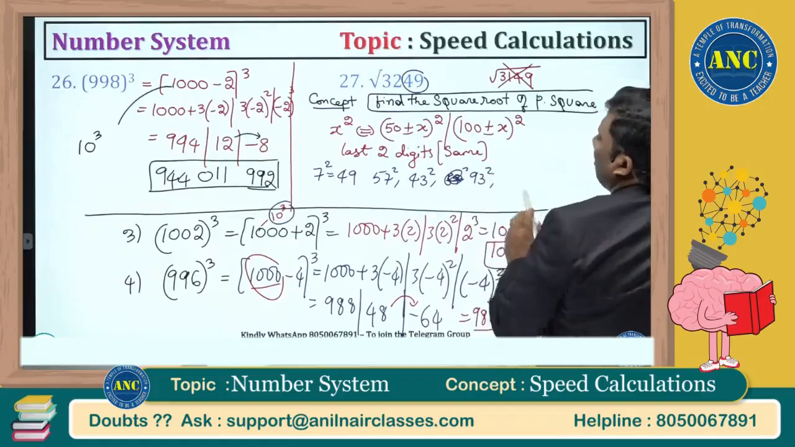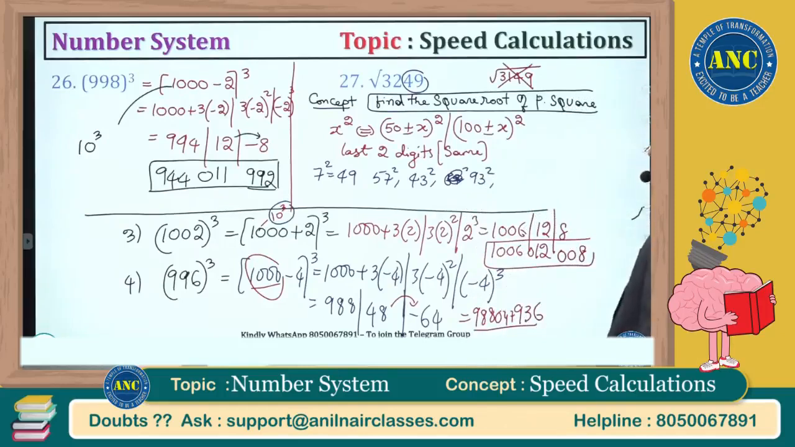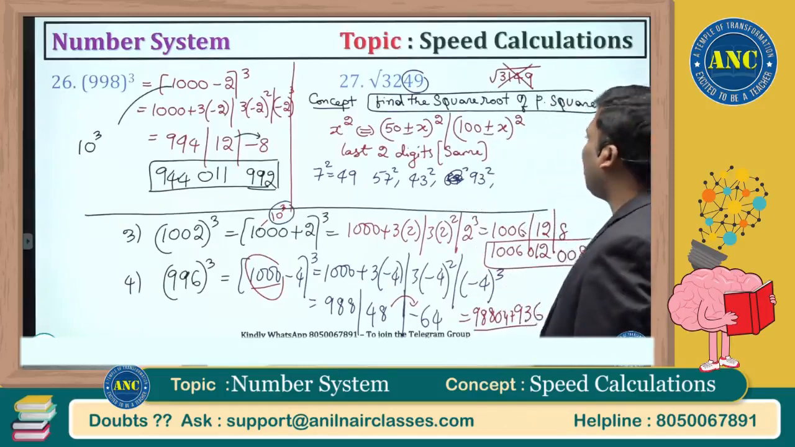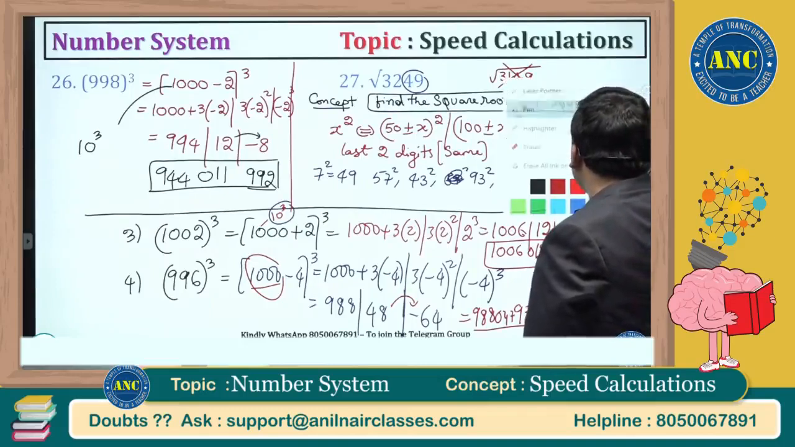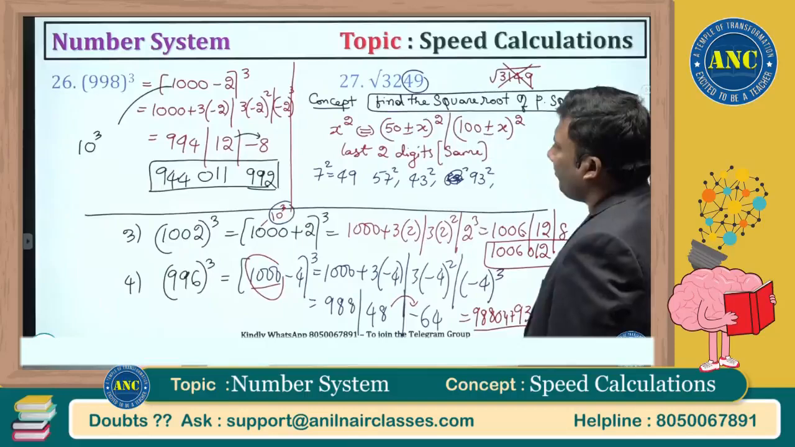50 minus 7, 43. 50 plus 7, 57 squared. 100 minus 7, 93. Now if you see here, just by sheer observation, you will get the answer. How will we do this? Now see here.